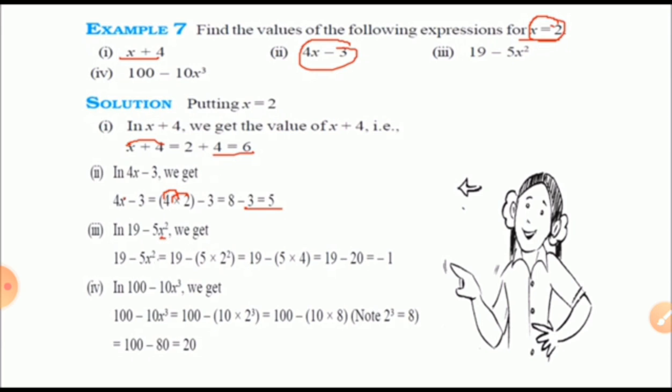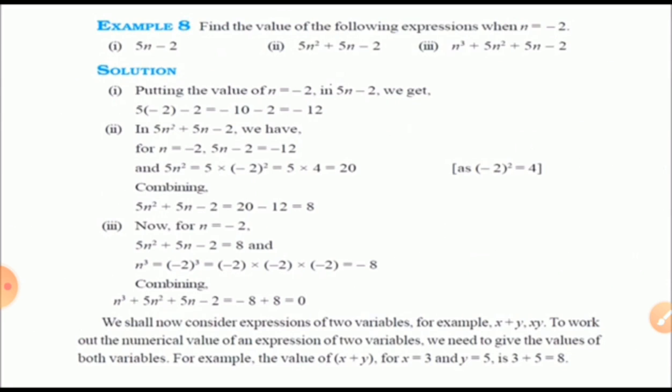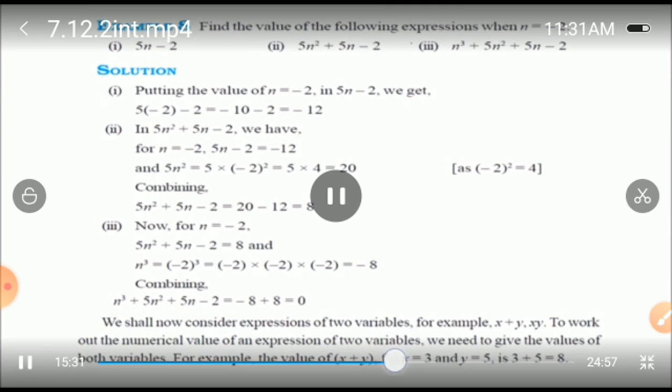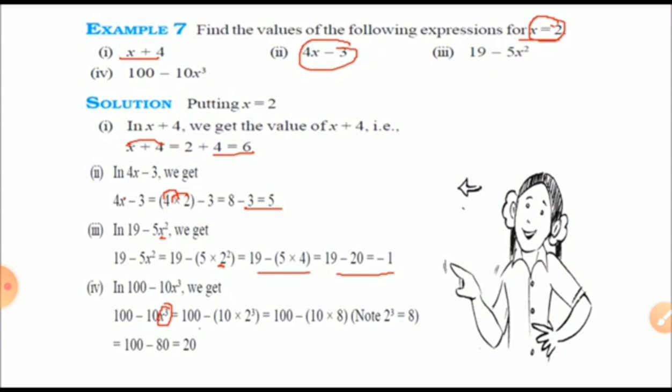Where you find the x, you have to just add 2. So 2 plus 4, which gives you a 6. This is the value. It's an easy topic and you will get maximum marks in this lesson. In 4x minus 3, put 2 in place of x. 4 into 2 is 8, minus 3. Once again, you can say 4x minus 3, so 4 into 2, 8 minus 3, that's 5.